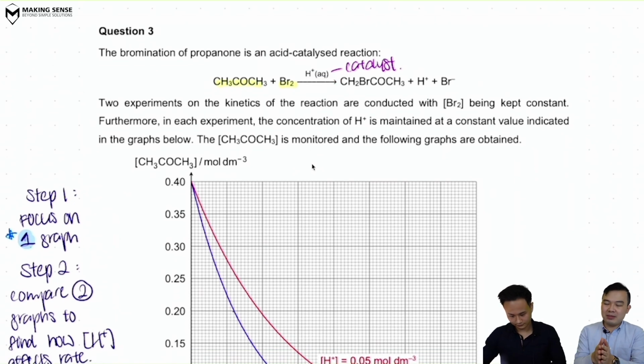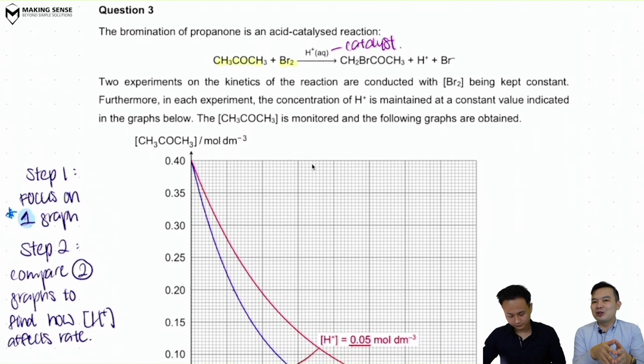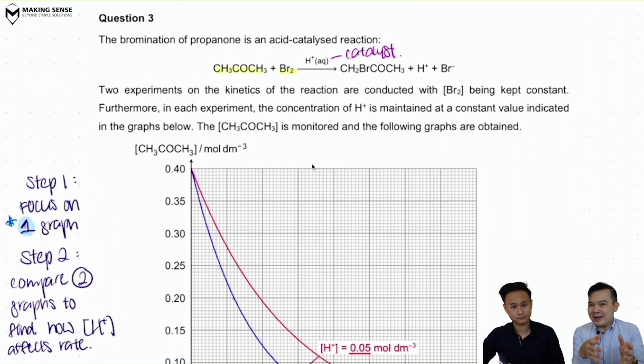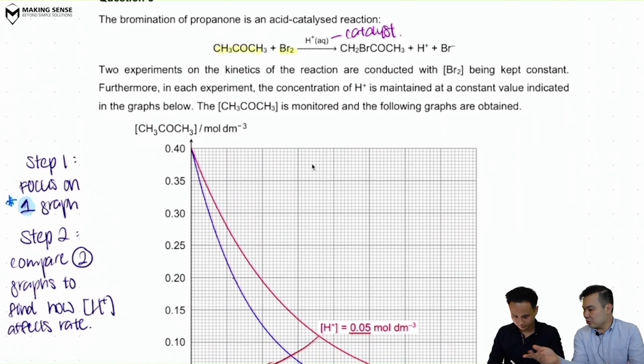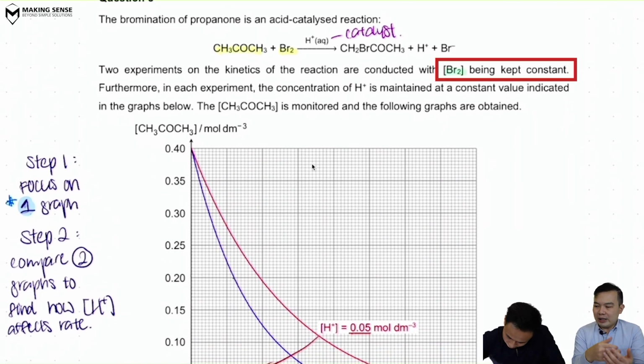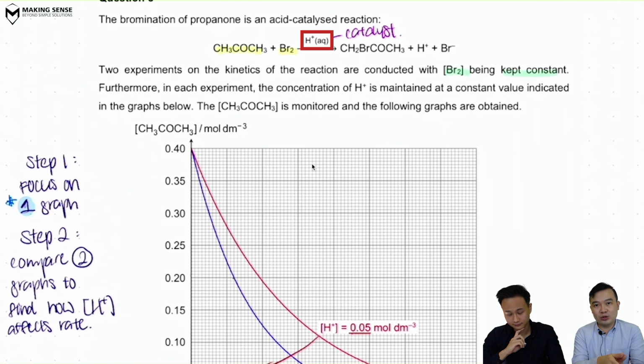So, Mr. Tim, can you remind me? Sure. If I want to find out the order with respect to propanone, what must I do first? Well, you need to make sure that every single other reagent or species is kept constant, right? The concentration. Right. And of course, the conditions must also be the same. The temperature must be constant as well. So this question was quite kind to me because they told me that bromine was also kept constant. So all I need to do is make sure that H plus is also constant.